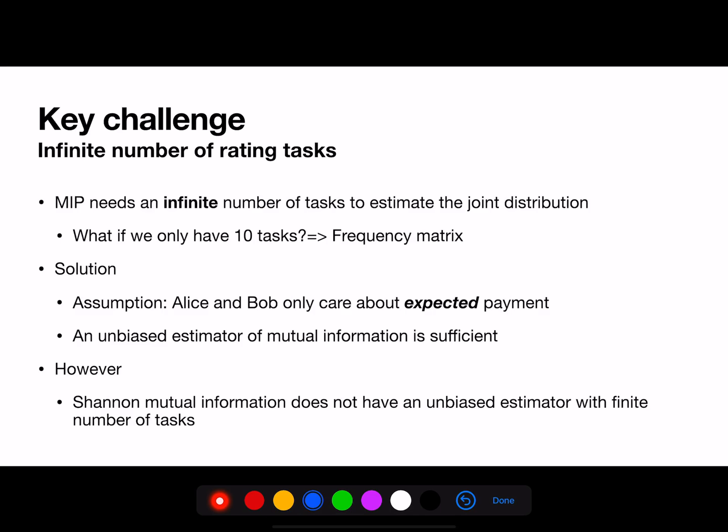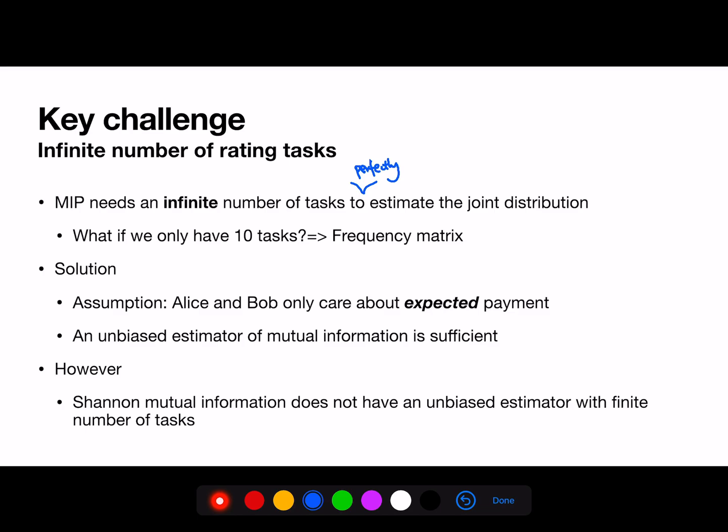But the problem is, one thing I mentioned before, it actually needs an infinite number of tasks. The restaurants need to rate an infinite number of restaurants to perfectly estimate the joint distribution. And what if we have only 10 tasks, like 10 restaurants? In such a case, we can only get a frequency matrix, the empirical frequency, and if there are only 10, it's not even a good estimation. One solution is that we can usually assume that Alice and Bob only care about their expected payments. In such a case, an unbiased estimator of mutual information is sufficient.